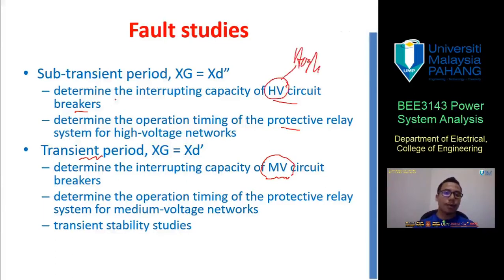So that means the subtransient, which is closely going stable but not stable yet, is the region about interrupting capacity of HV, high voltage circuit breakers. While the transient period covers the medium voltage. Next, determine the operation timing of the protective relay for medium voltage networks. It's all about medium voltage.